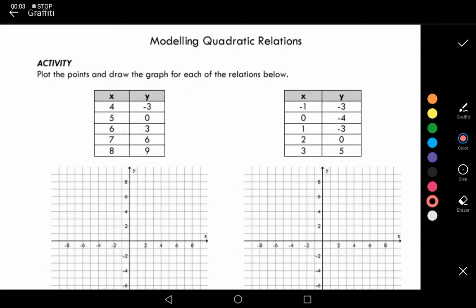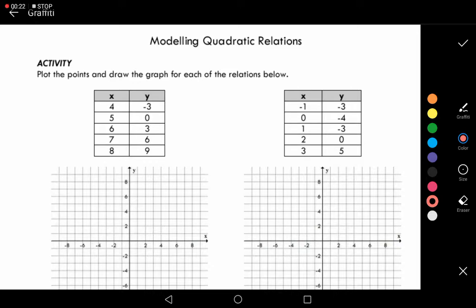This is the first lesson of Unit 2, which is going to be on quadratic equations. Specifically this note, we're going to talk about modeling those quadratic relations. So the first part here is an activity. It says, plot the points and draw the graph for each of the relations below.